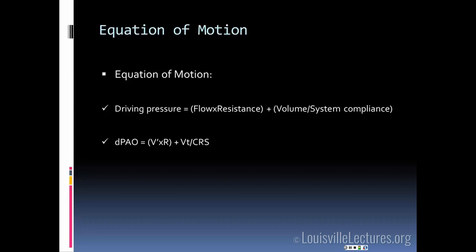The first component, to overcome the resistance of the airways and tubing system, we call resistive pressure. It is flow times resistance. The second component, to overcome the recoil of the respiratory system, we call elastic pressure, or plateau pressure. It's volume divided by system compliance.